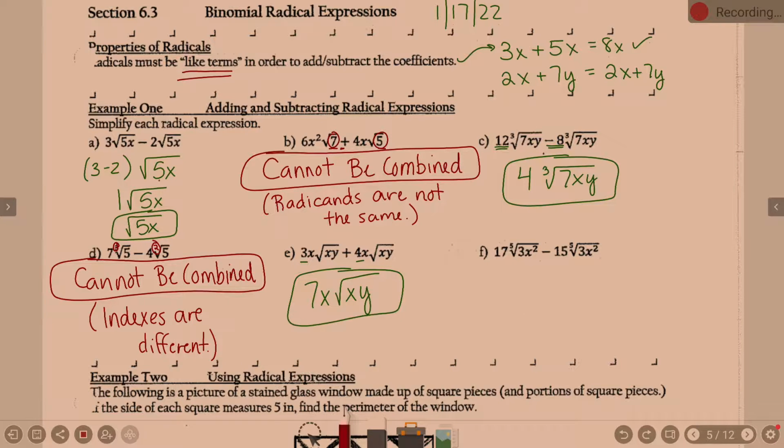And F. 17 times the fifth root of 3x squared minus 15 times the fifth root of 3x squared. Are we better on this one? Less guesswork, more we know what's going on now. Cam? 2 times... Okay. They're like radicals, aren't they? 17 minus 15 is 2. So 2, and then you just keep the like radical. So fifth root 3x squared.